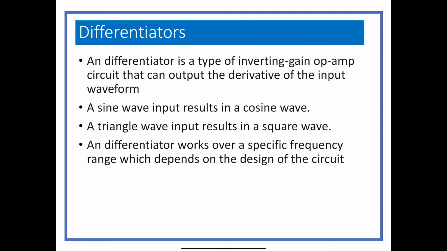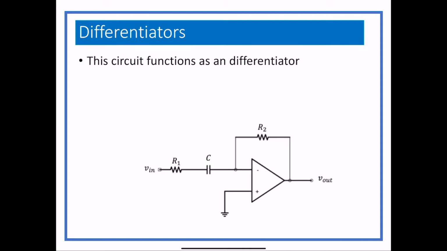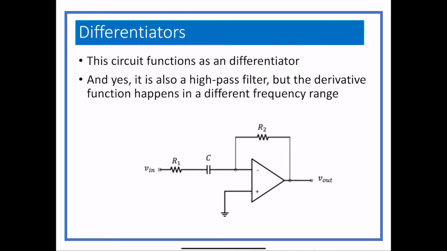So like integrators, we're going to go through almost the exact same process. Actually, it is the exact same process we went through last time with integrators. And you'll see it comes out to be very, very similar. So this circuit is a differentiator and also a high-pass filter. It is the same circuit we used for high-pass filtering a couple of lectures ago, but the frequency range in which it gives you the derivative is different. So just like the other circuits that we did, we're going to use a different frequency range and get a different response out of the same circuit.